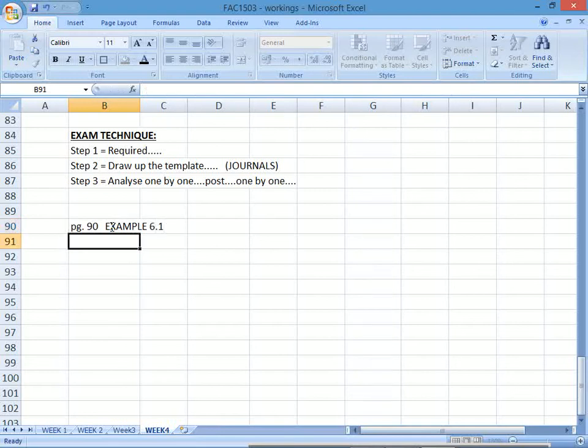Thanks, 6.1. Okay, so these would be my workings. This I wouldn't even do on the actual answer sheet. I would just do it on the question paper, if I need it.